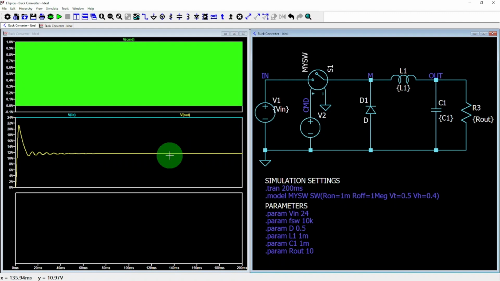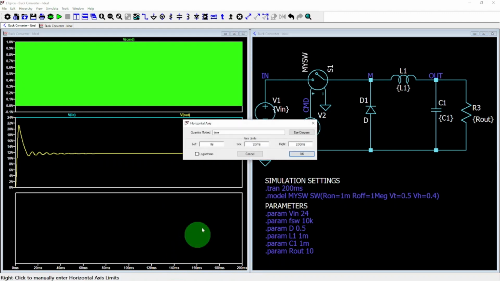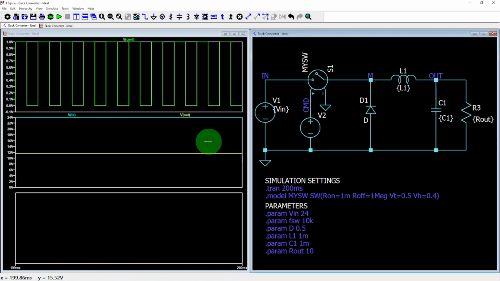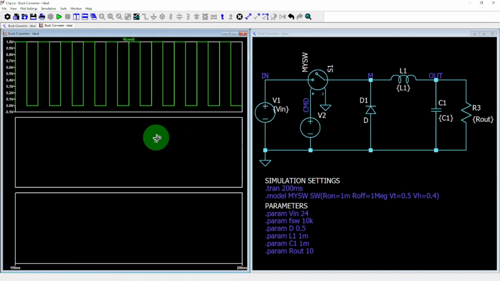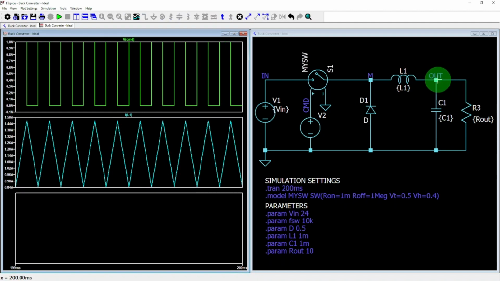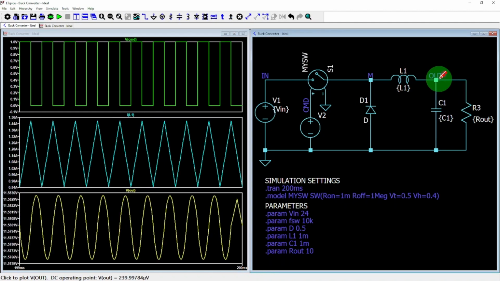Before we look at more waveforms, let's adjust the time base so we get rid of all the oscillations at the beginning of the plots. The inductor current forms a triangular waveform, meaning that it's storing and releasing energy at each switching cycle. Finally, we can see a small ripple on the output voltage due to the capacitor charging and discharging. The current and voltage waveforms have interesting shapes, so let's look into them in a bit more detail.